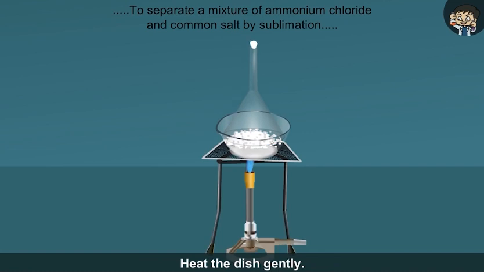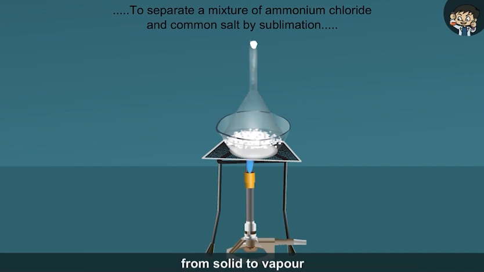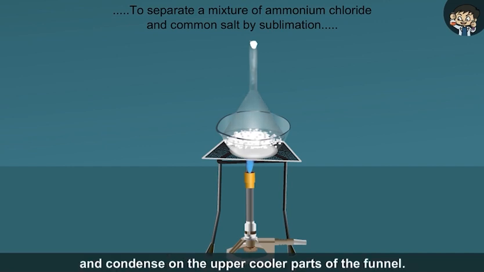Heat the dish gently. On heating, ammonium chloride will directly change from solid to vapor and condense on the upper cooler parts of the funnel. Common salt will be left behind in the dish.